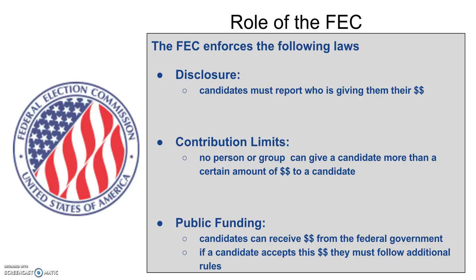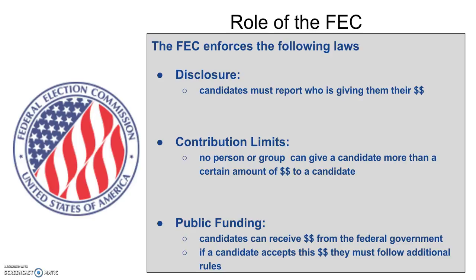The second rule, contribution limits. A person or a group can only give a candidate a certain amount of money. There's a cap or a limit on how much money they can give to a candidate. So a candidate can't just go out and ask one person to give them $1 million. Or, more importantly, one individual can't just give a candidate $1 million and expect some political favors in return. There's a limit to how much money a person can give.